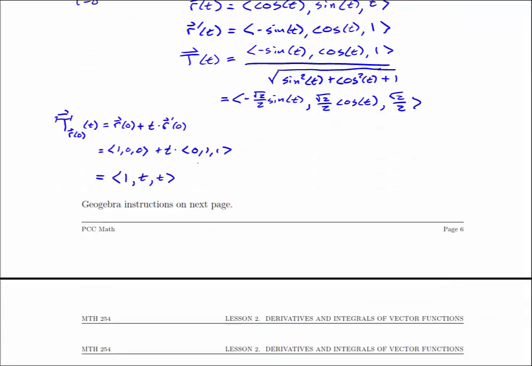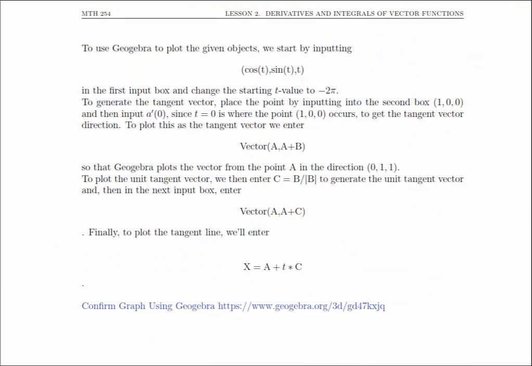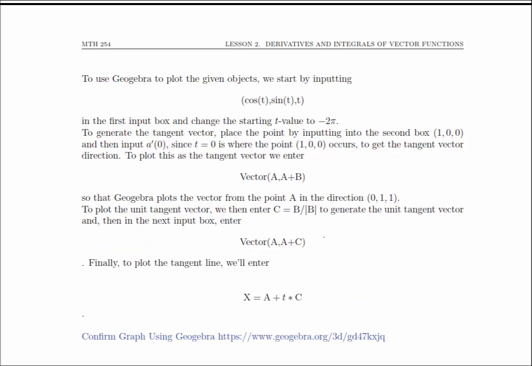So if I scroll down to the next page, we have all of these nice instructions. It's going to kind of run us through. We're going to plot this curve. We're going to get our t values from one value to another, kind of get that all set up. Here we're going to create a point 1, 0, 0, and then we want to input a prime of 0.